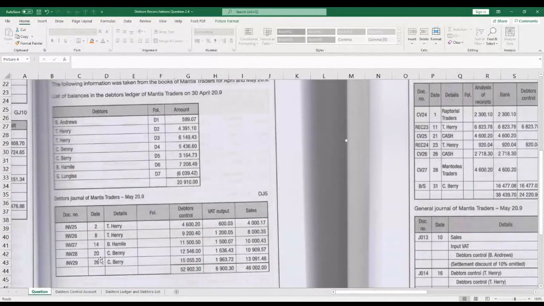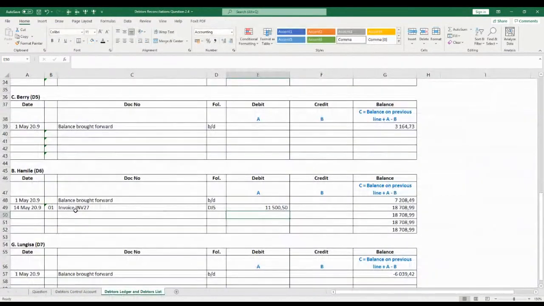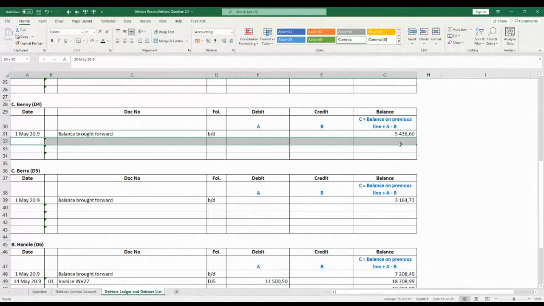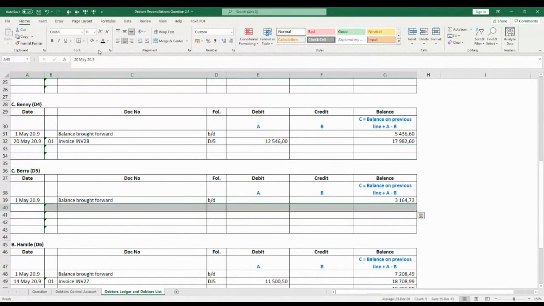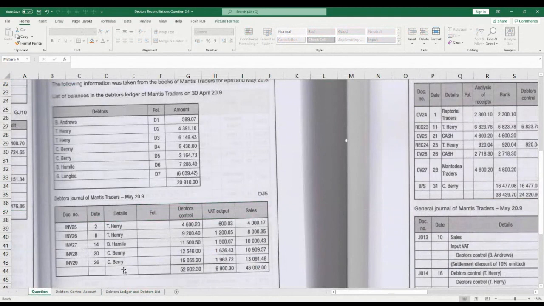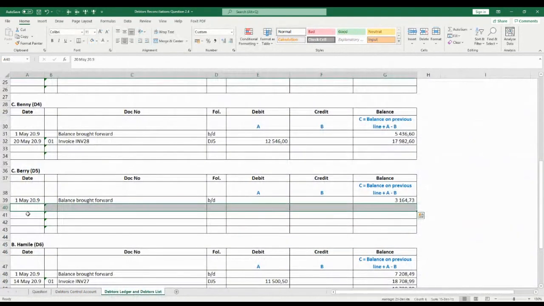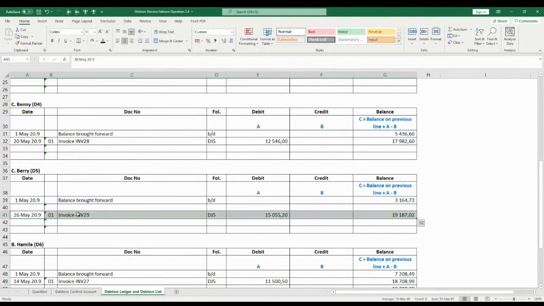Then we've got C. Benny, which was invoice 28, and C. Berry, invoice 29. So let's see if we've captured that. C. Benny and C. Berry. Okay, so that's how you capture. Quickly see, did I miss something? C. Berry, 26. Okay, so on the 26th was the invoice.